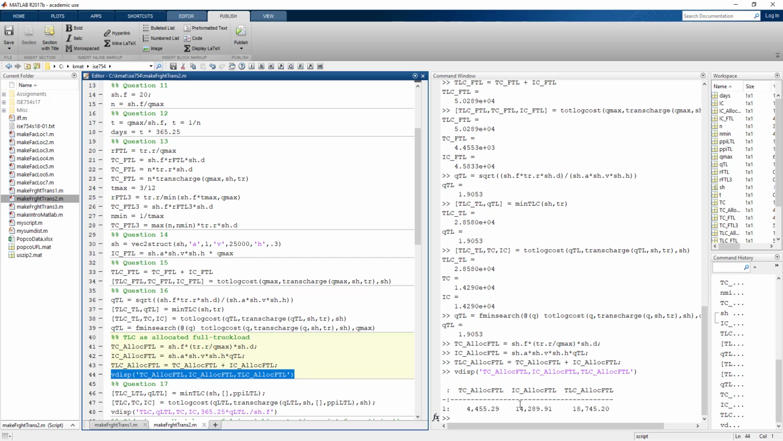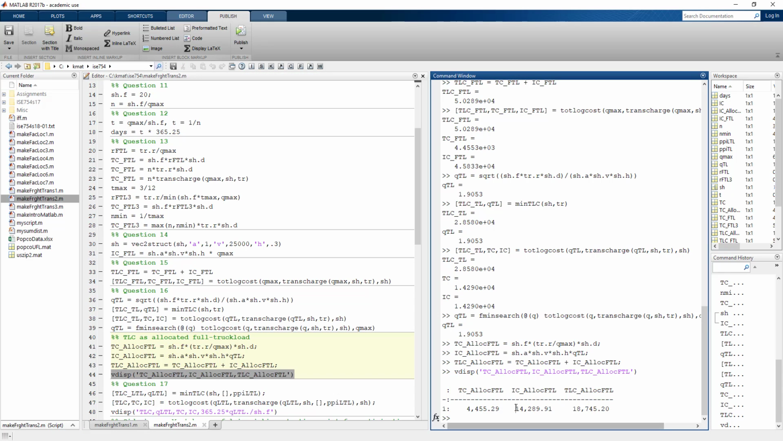And in this case, the inventory cost stays the same. There's no change in inventory cost because we're still shipping QTL as a quantity. But in this case, since we're shipping as part of a full truckload, the best case or lower bound on our transport cost goes down to just a little bit over $4,000. So that's a very significant reduction in transport cost.